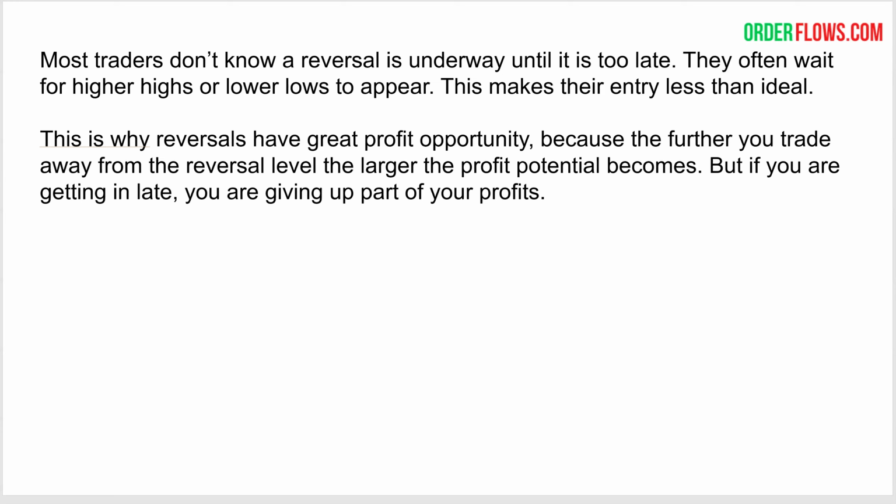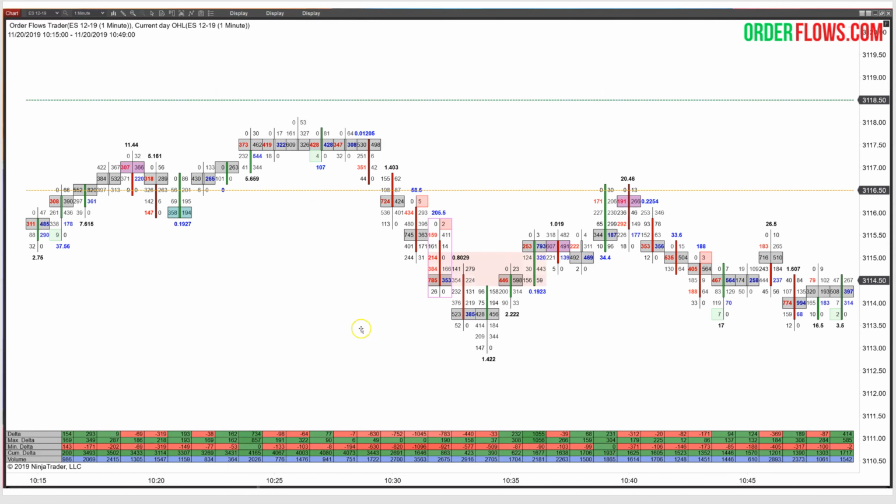you're missing the juicy part of the trade, in my opinion, the low-hanging fruit. They want to wait for higher highs or lower lows to appear. That's going to make your entry less than ideal. For example, this chart I was showing you earlier, right? Reading this in the order flow here, reading the points of control, reading the delta, you could have just had a nice little move here of a couple of points, pulls back to your entry.